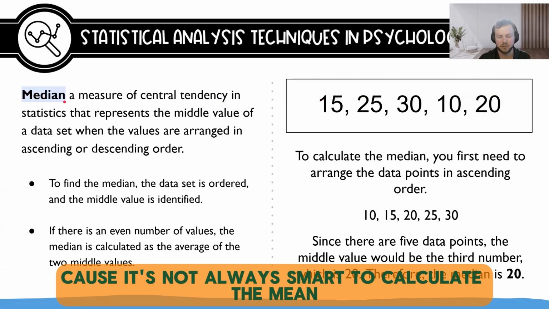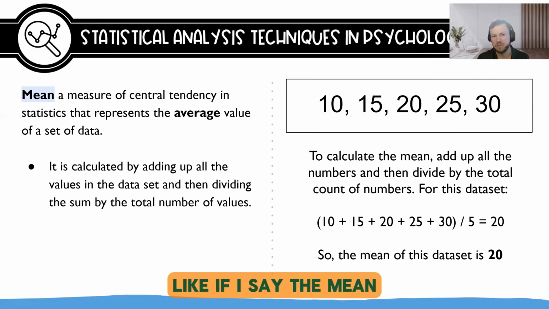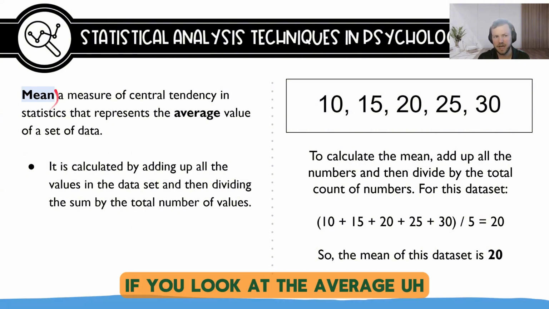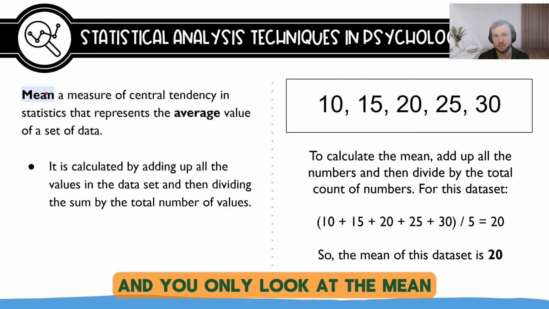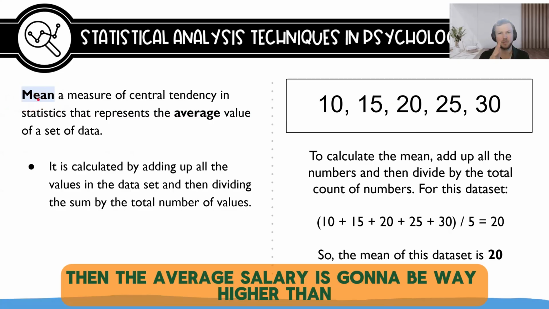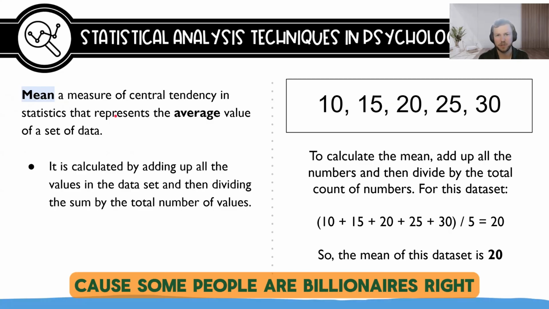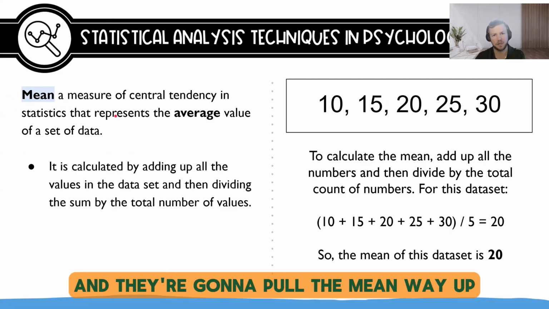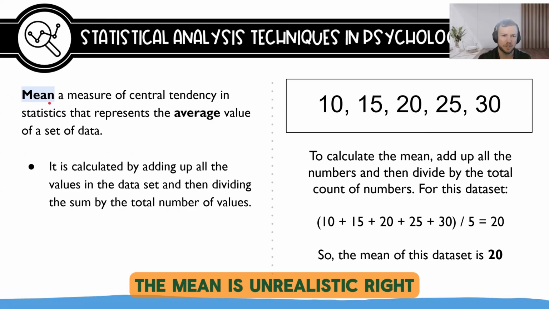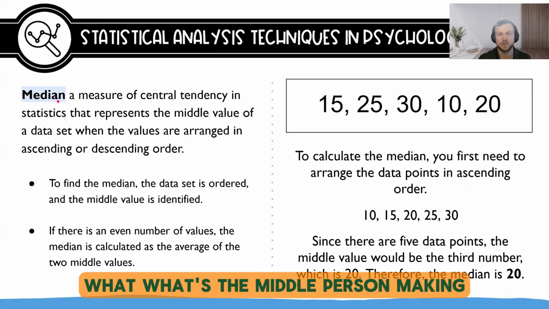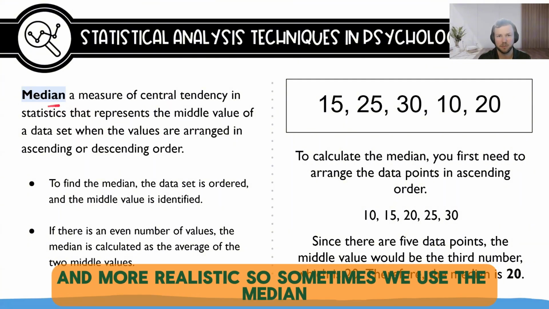Because it's not always smart to calculate the mean because it could be misleading. Like if you look at the average income or salary that a person makes, and you only look at the mean, then the average salary is going to be way higher than what reality indicates, because some people are billionaires, right? And they're going to pull the mean way up. And the mean, looking at income, the mean is unrealistic, right? You want to look at the median. What's the middle person making? This would make your data a lot clearer and more realistic.